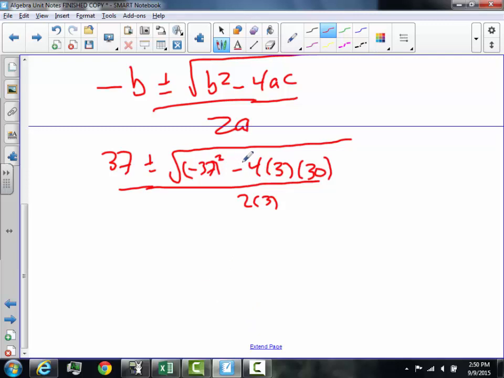I then recommend, let's try to find what this discriminant is here. So like all of this mess under the square root sign, let's figure out what that number is. It's either positive or negative or 0. So 37 squared is 1369. And 4 times 3 times 30 is 360. So 1369 minus 360 is 1009. Everybody else able to get that?